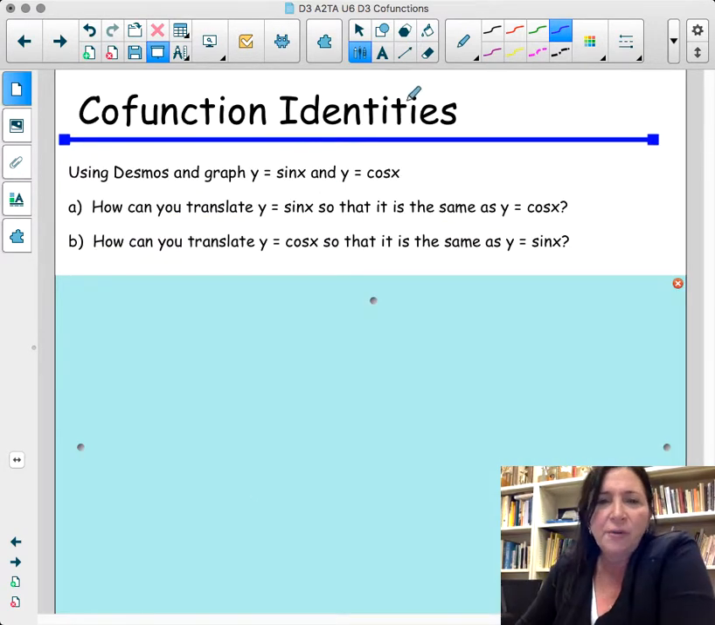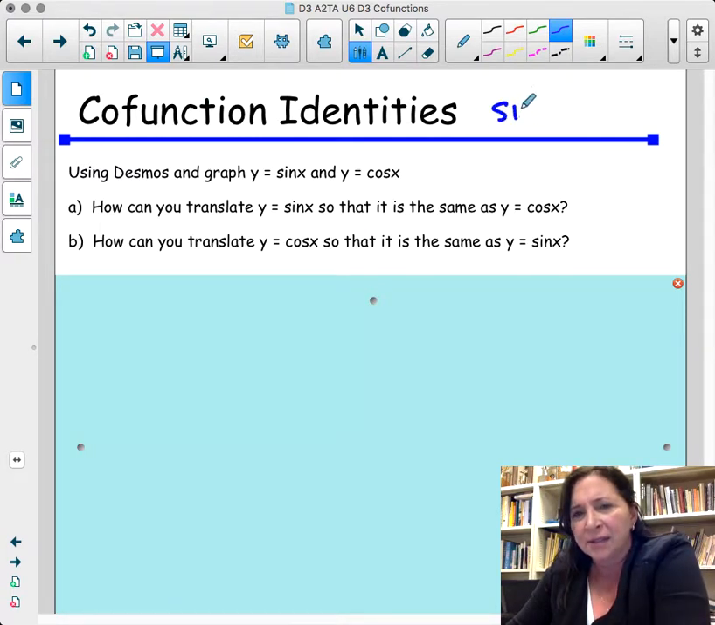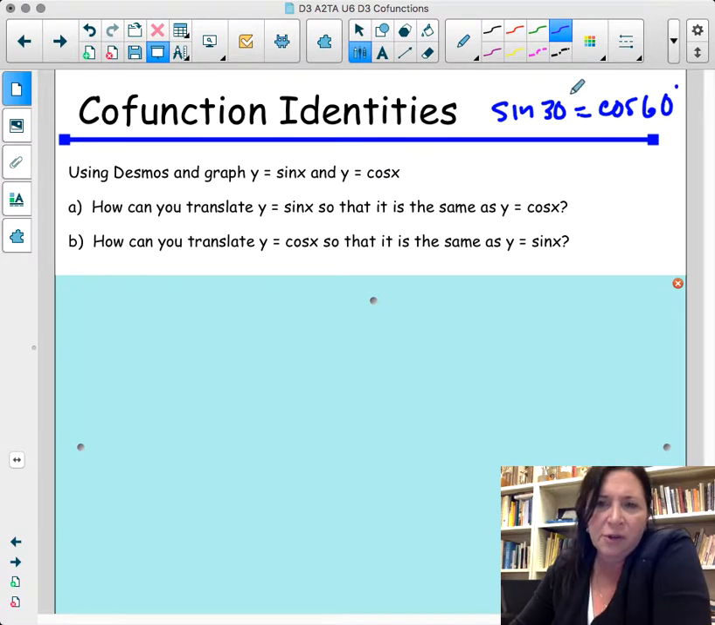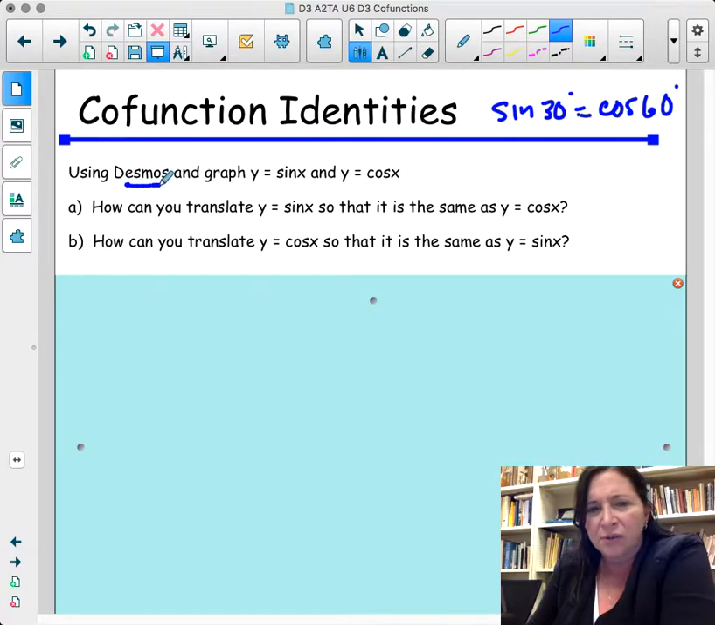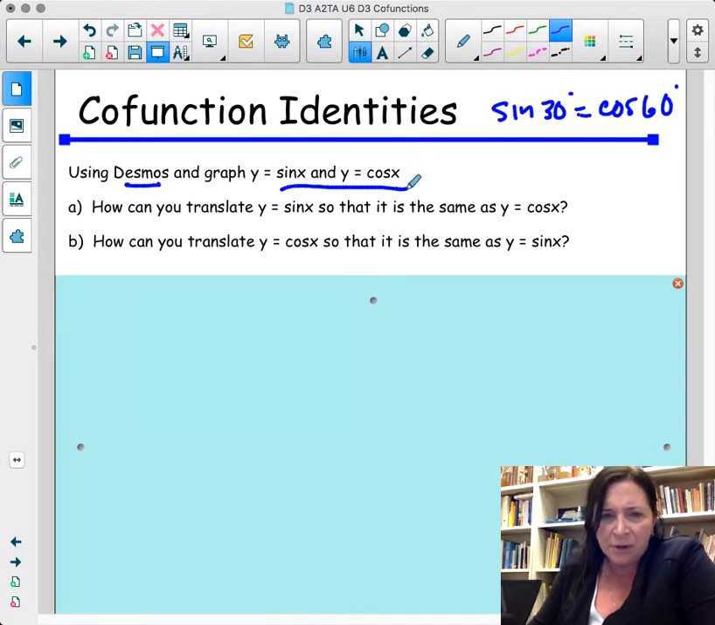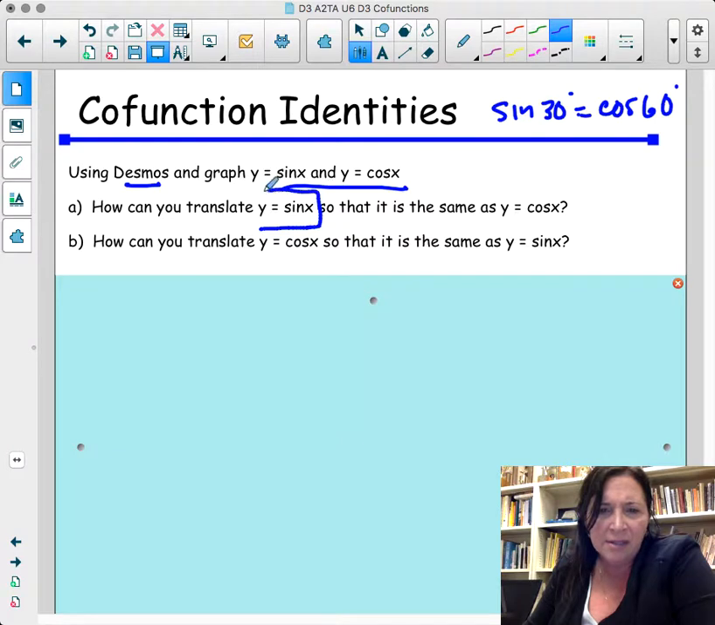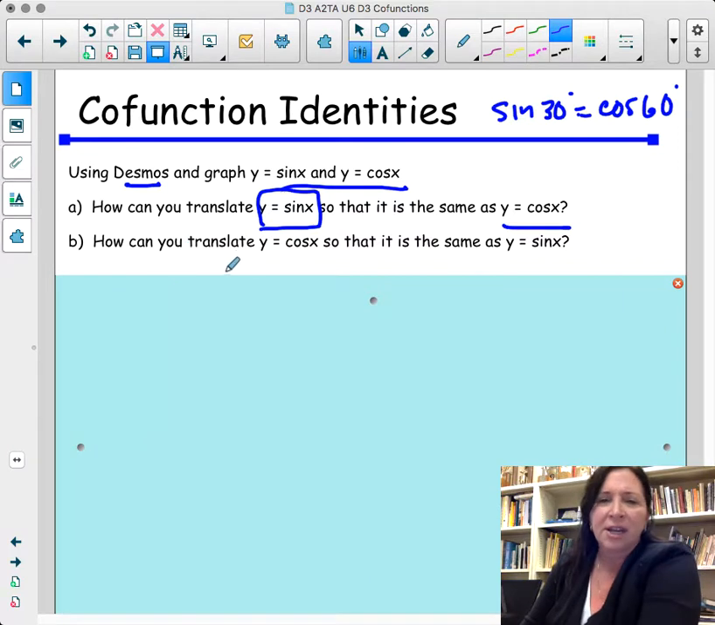Okay, cofunction identities. Remember these, we did these as, let's say, sine of 30 degrees is equal to the same thing as cosine of 60 degrees. So those are cofunctions. What we're going to start with, this suggests that you use Desmos and type these into your calculator or into Desmos, and you're asking yourself, how are you going to translate y equals sine of x into y equals cosine of x? And how are you going to translate cosine of x so that it's the same as sine of x?